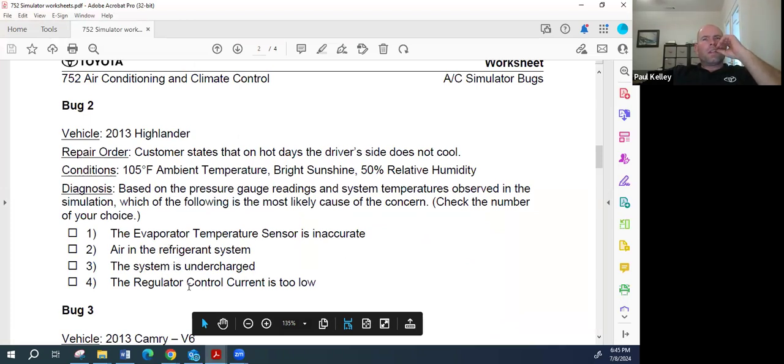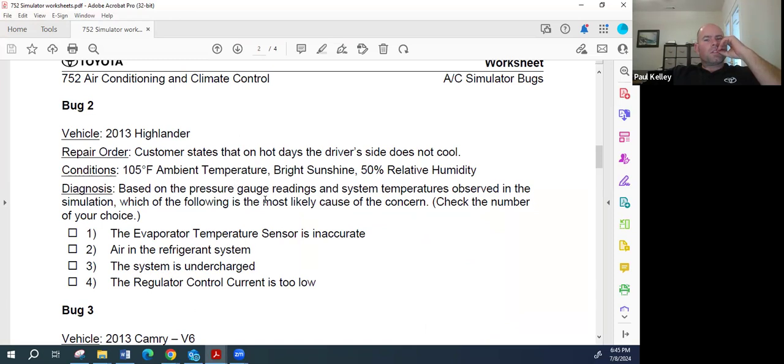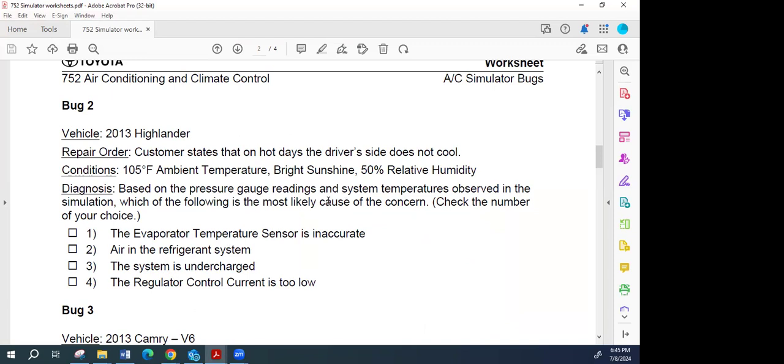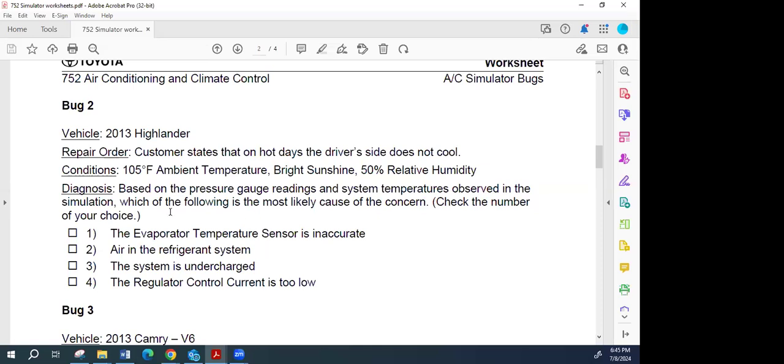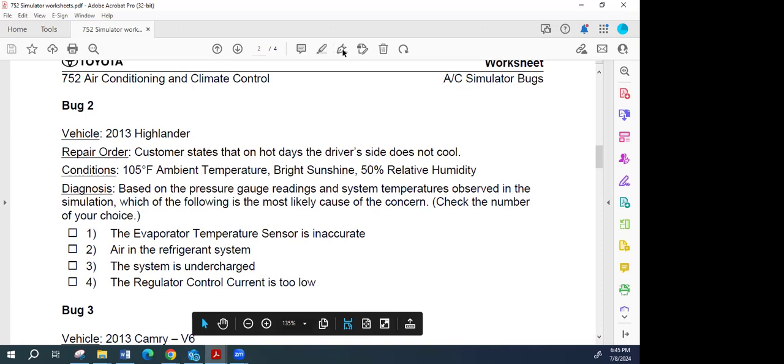Undercharged, air, regulator control, evaporator temperature sensor. Anybody want to take one of these that we can for sure knock right off the list, and how? We can take out air in the refrigerant system. Okay, and what would air in the refrigerant generally show? It would show high pressure on both sides.